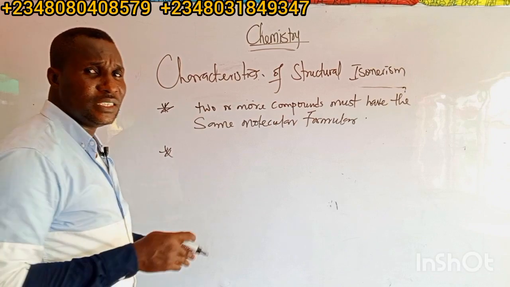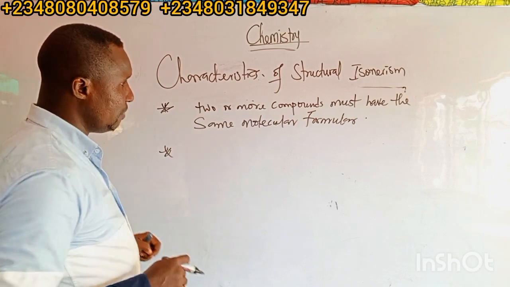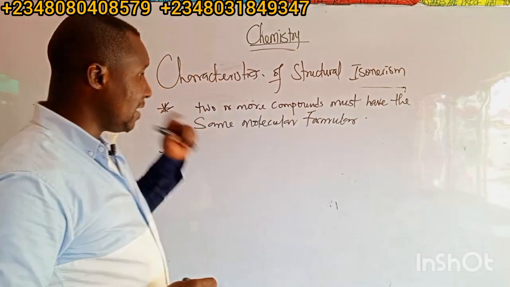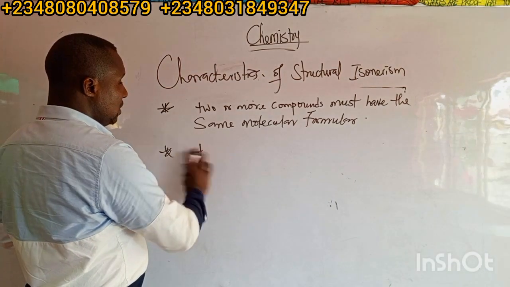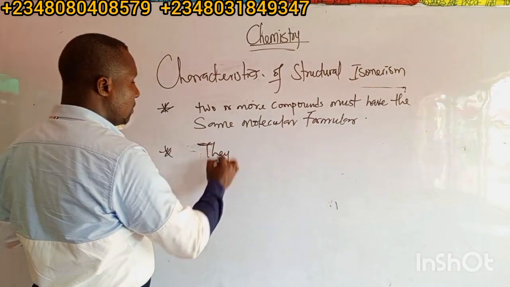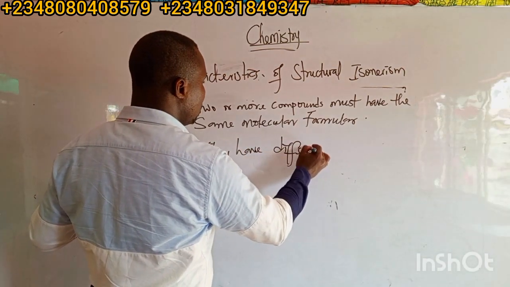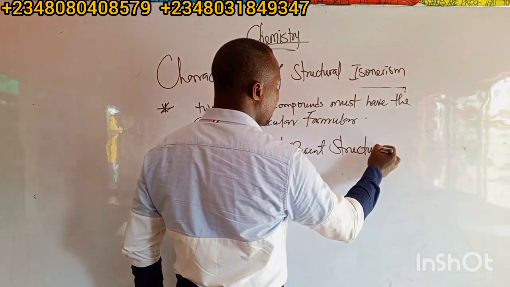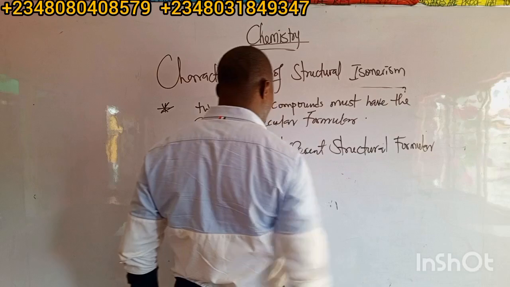And under the types, I will be giving you examples. Just be calm. Please be calm. First of all, notice the characteristic: two or more compounds must have the same molecular formula. They have different structural formula.